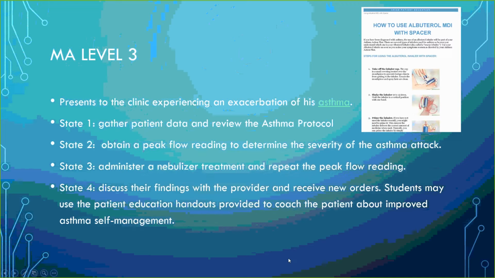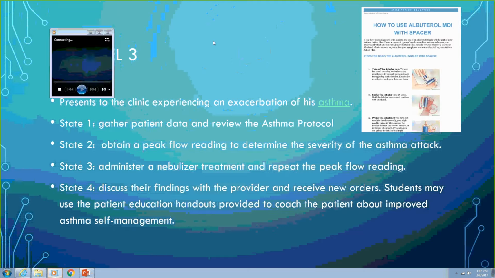So MA level 3, now we're getting into more of a change in condition or an unstable situation, generally is what's occurring in level 3s. So in this situation, he's coming to the clinic because he's having an exacerbation of his asthma. And so let's watch that video real quick so you can see what he looks like.